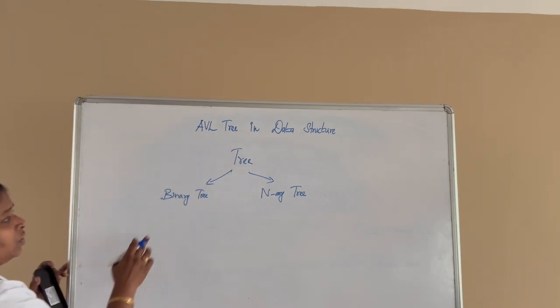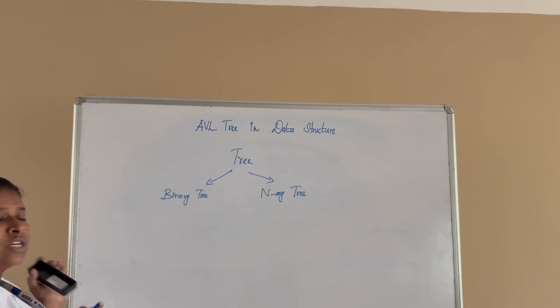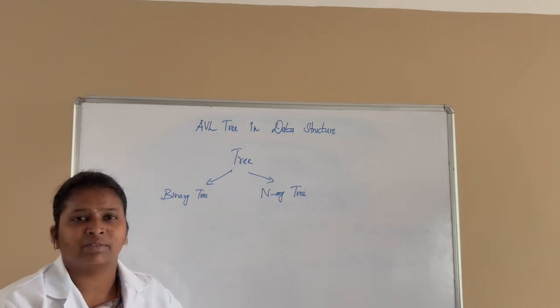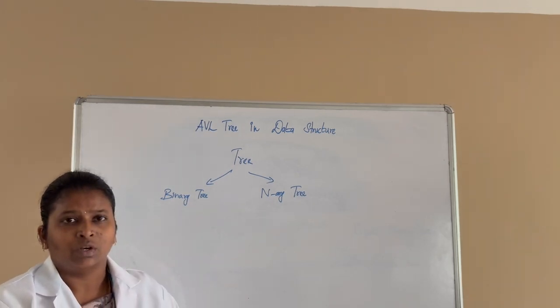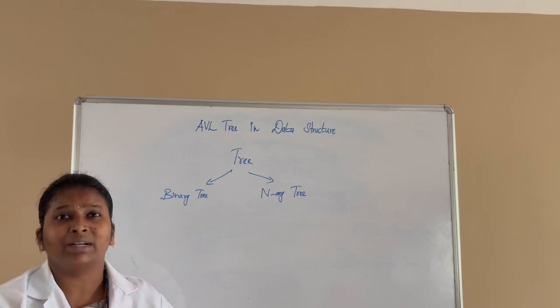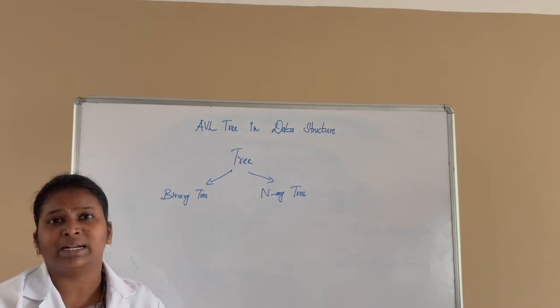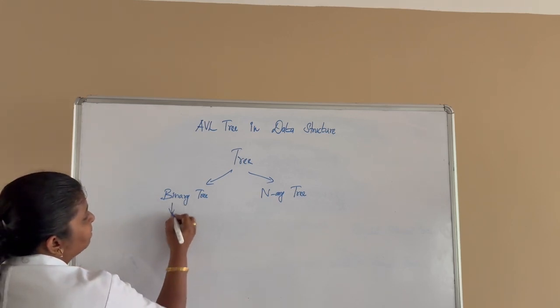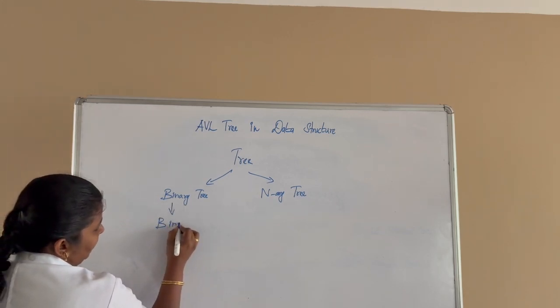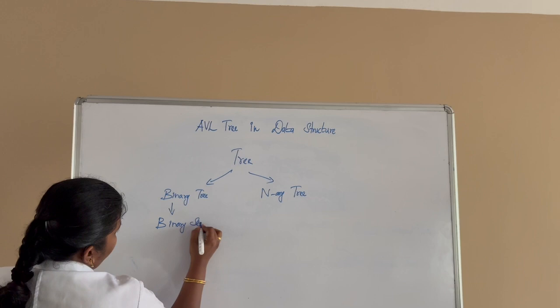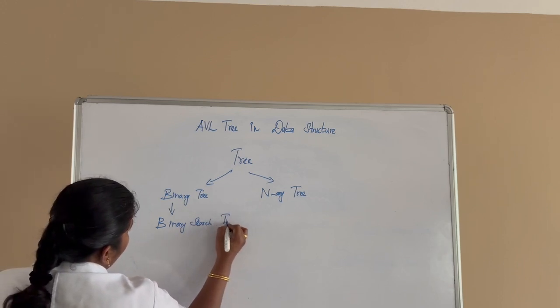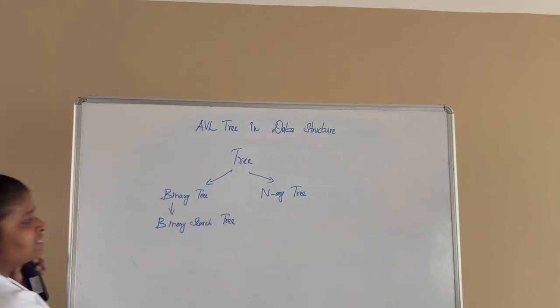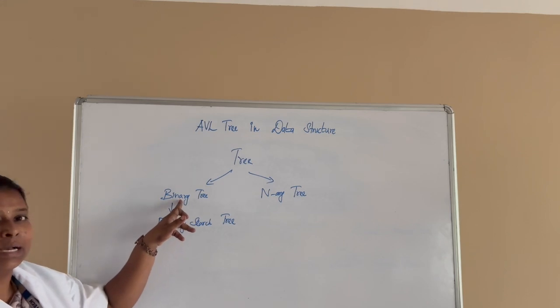So during the insertion in a binary tree, we don't preserve any order. So this becomes tedious while searching for an element in the binary tree. So we are going to the concept called binary search tree. Binary search tree is a special form of binary tree.